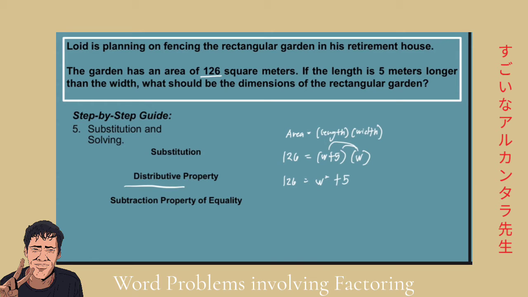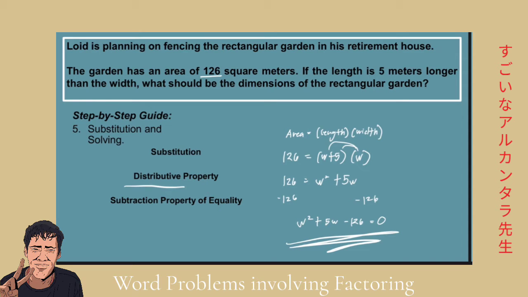Since you want 126 to be together with the other two terms, you subtract 126 from both sides. We do this so that they will all be together on one side. So we'll have W squared plus 5W minus 126, and it's equal to 0. This is the one that we're going to work on now.